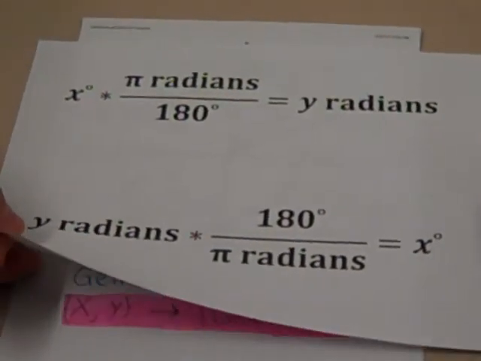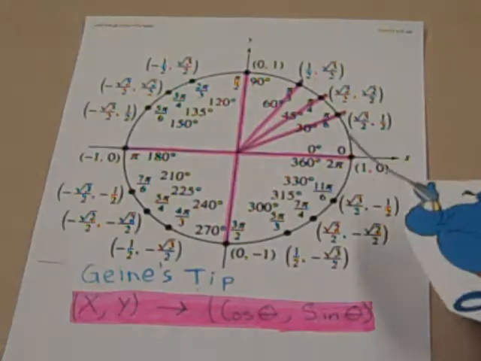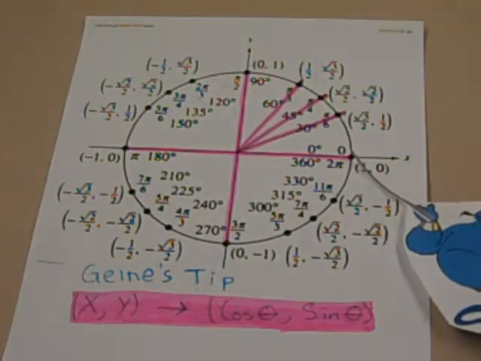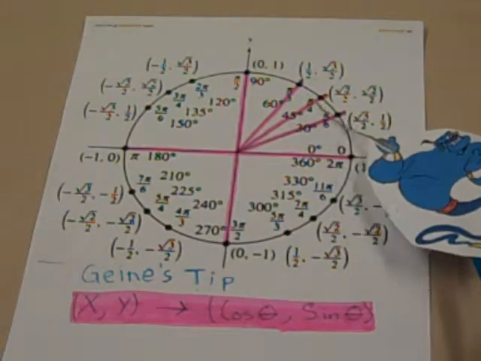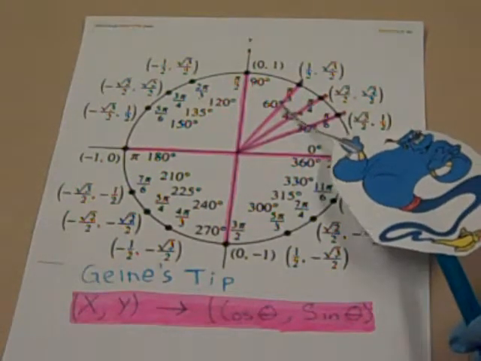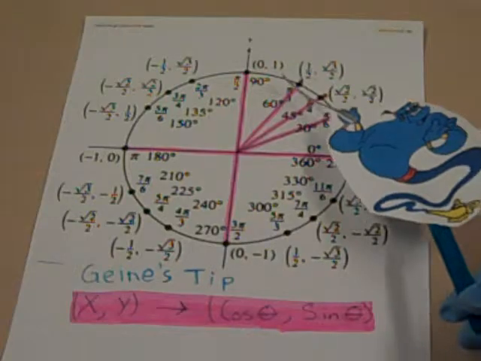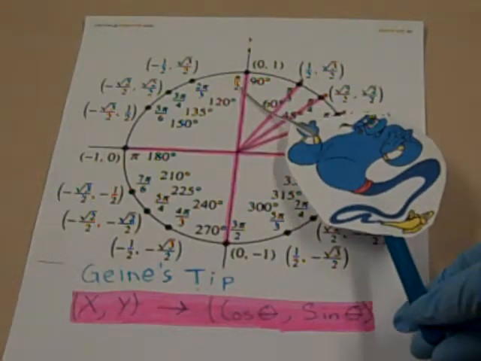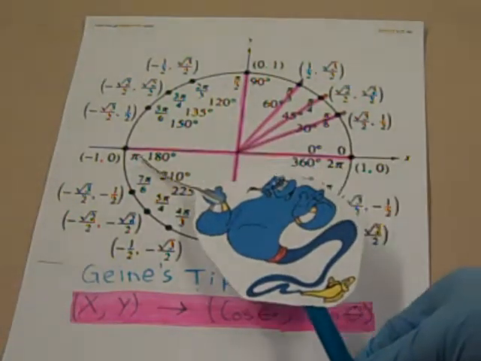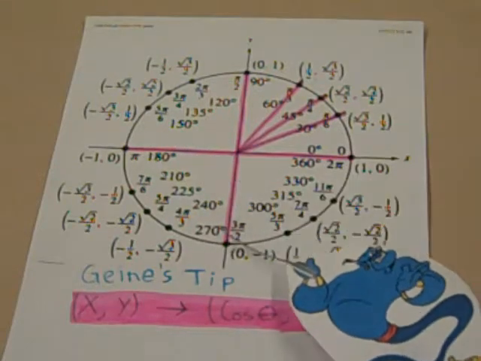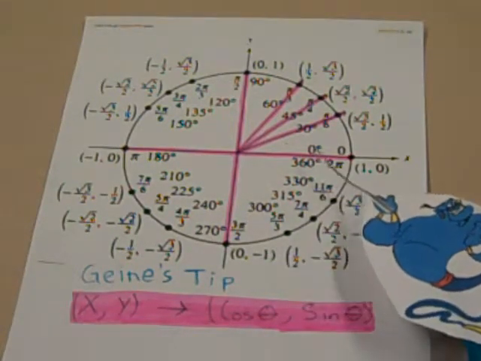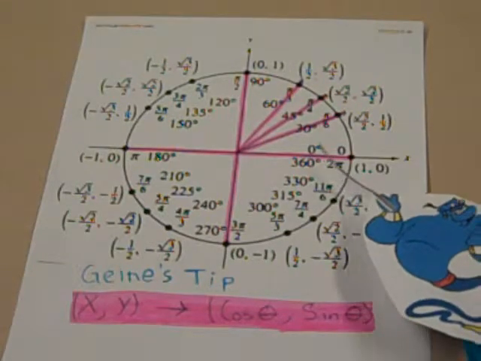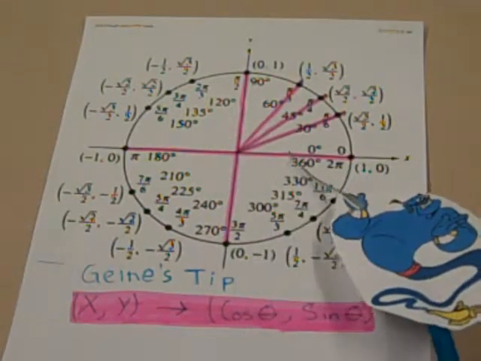There are a few basic reference angles. They are 0 degrees, or 0 radians, 30 degrees, or pi over 6 radians, 45 degrees, or pi over 4 radians, 60 degrees, or pi over 3 radians, 90 degrees, or pi over 2 radians, 180 degrees, or pi radians, 270 degrees, or 3 pi over 2 radians, and 360 degrees, or 2 pi radians. Moving counterclockwise around the circle.